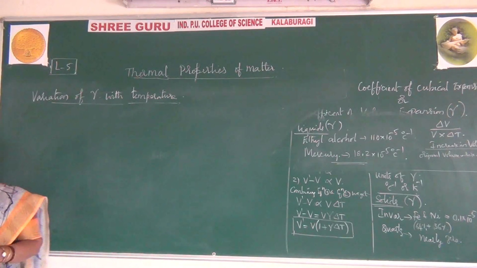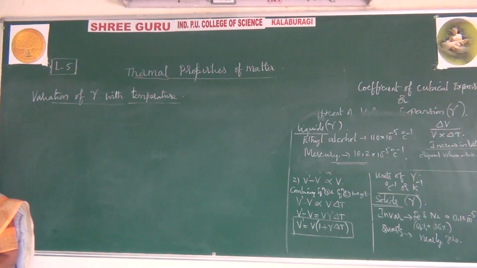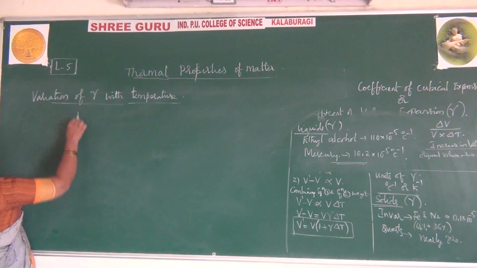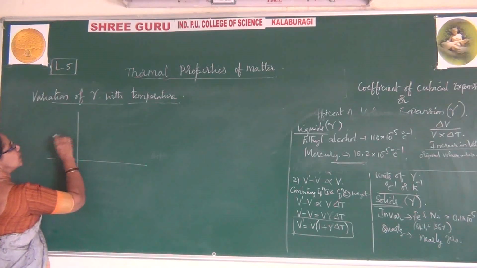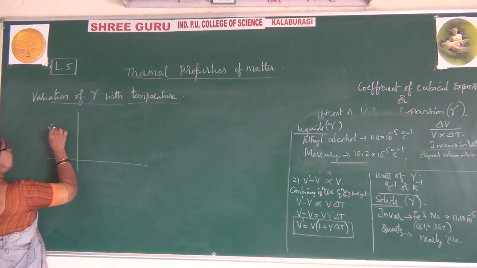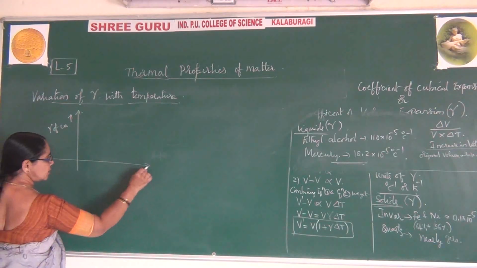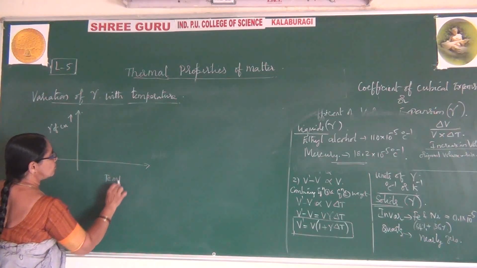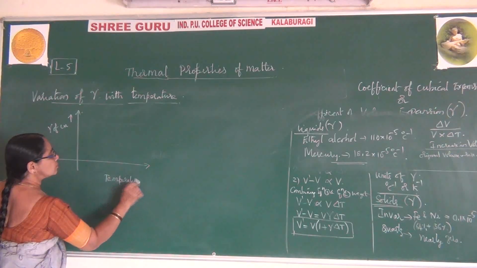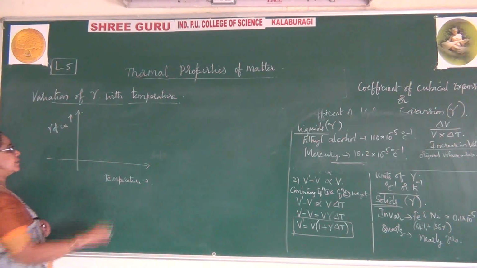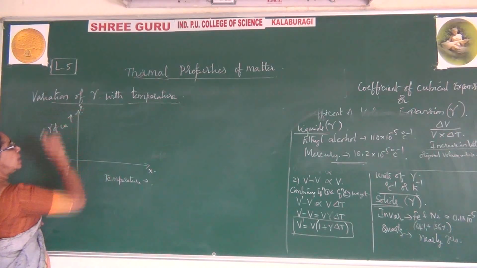So I want to see the variation of gamma with temperature here. In this case, I want to take an example of copper, and how copper behaves with temperature. So let me take copper versus temperature. This is gamma of copper along the y-axis, and this is temperature along the x-axis.